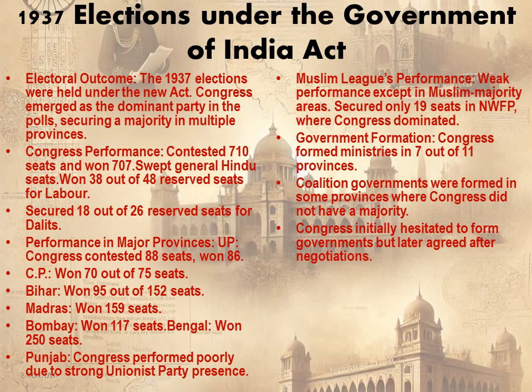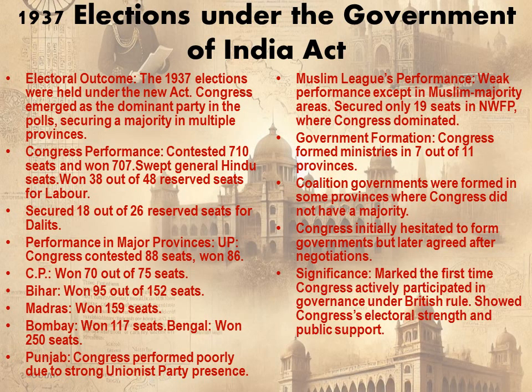Congress initially hesitated to form government but later agreed after negotiations. So, as we know that Congress condemned the Government of India Act of 1935, therefore initially there were problems. Congress hesitated to form any kind of government, but later on Congress agreed after negotiations with the British Empire and also negotiations with other parties.